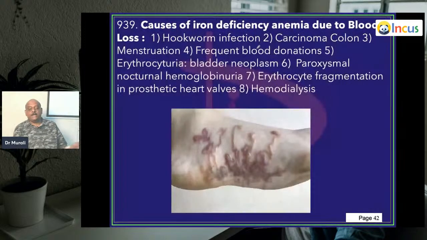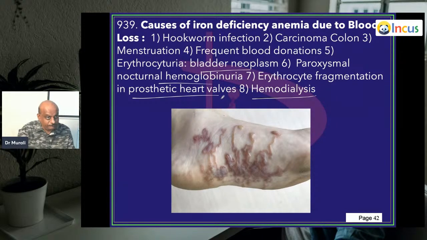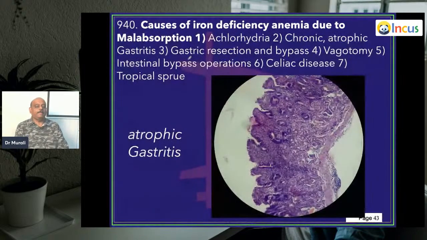Now, what leads to iron deficiency due to blood loss? Fatapat, 8 causes you need to remember. 1, hemodialysis, PNH, then any bladder neoplasm, because they'll have hematuria as the common presenting feature. Any prosthetic heart valves where fragmentation of RBCs is there, frequent blood donations, hookworm infection, carcinoma colon, menstruation, very common cause for iron deficiency anemia.